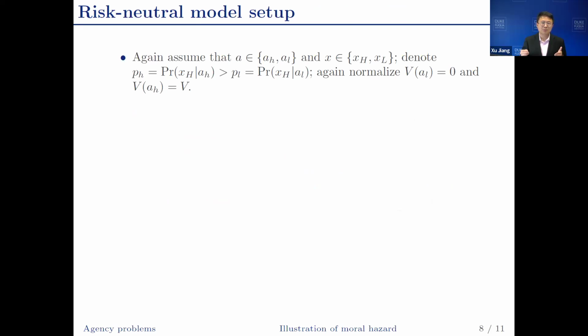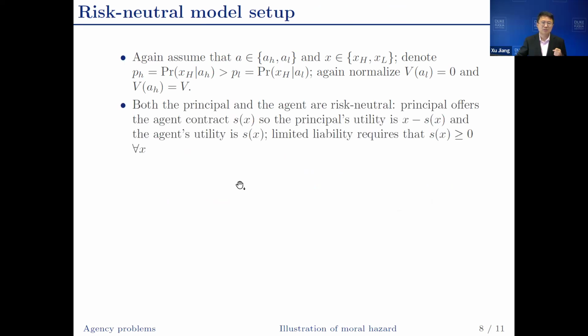Again, binary effort, binary outcome. PH is bigger than PL. Higher effort is more likely to generate higher outcome. Again, the cost of exerting low effort is normalized to 0. The cost of exerting high effort is V. The principal is risk-neutral, so the principal's utility function is outcome minus the payment to the agent, X minus S(X). And the agent's utility function is S(X), risk-neutral.